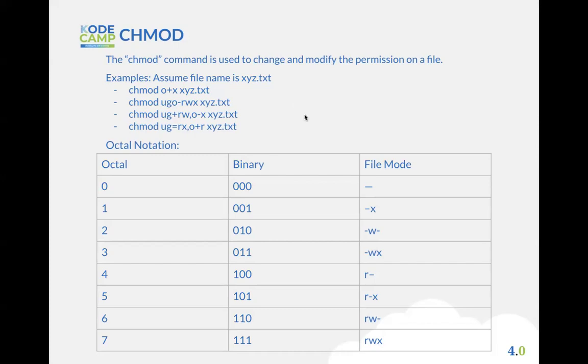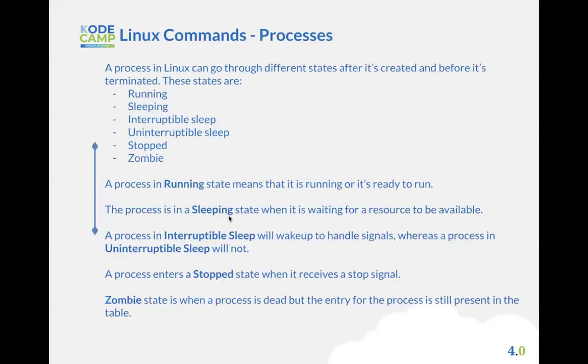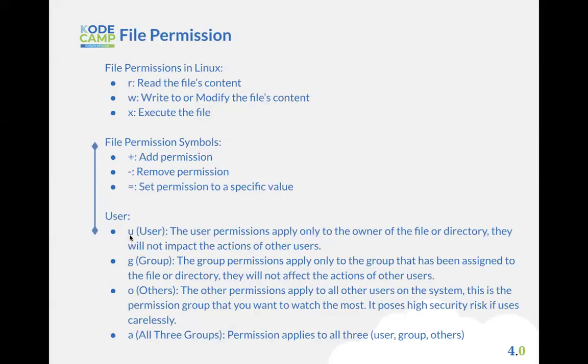Now assume we have a file called xyz.txt. You can use the change mode command to change the permissions on that particular file. Now, let us take a few steps back. Remember we talked about U, which represents the user. G represents the group associated with a file, and O is associated with everybody else outside that group. Again, you have the user, which is the owner of the file, the group associated with the file, and everyone else.